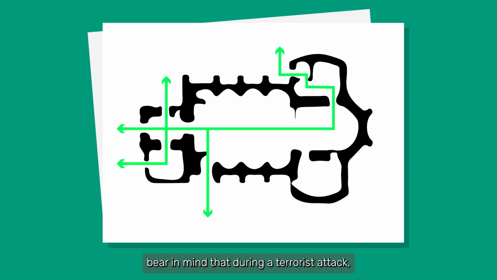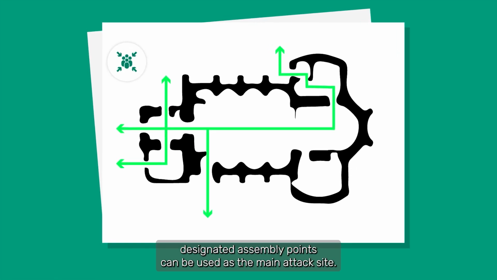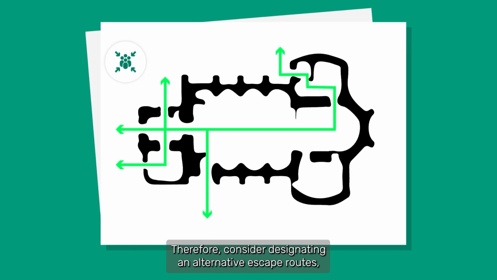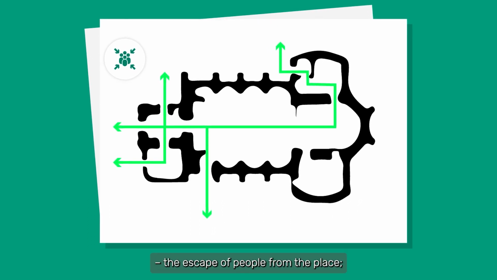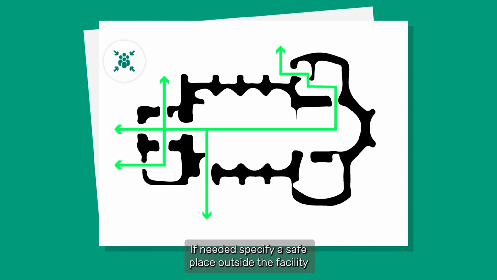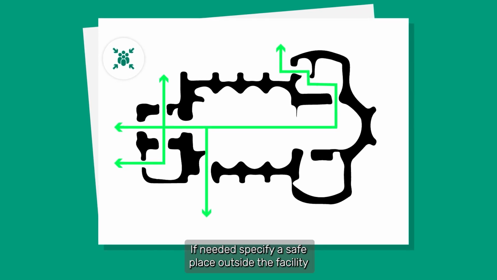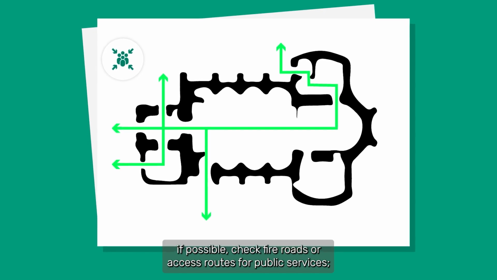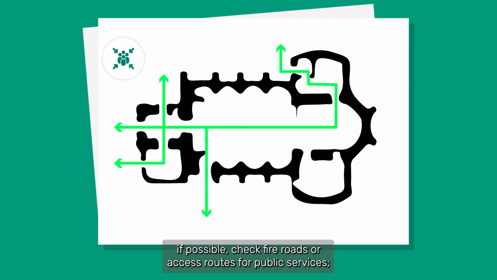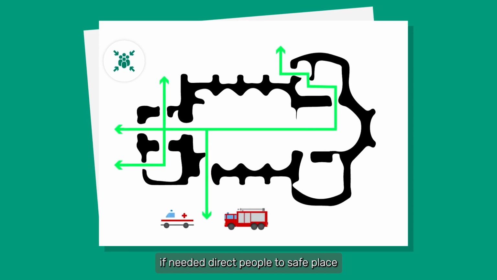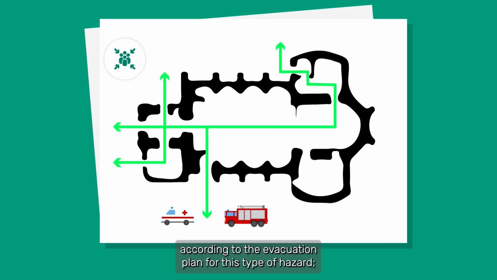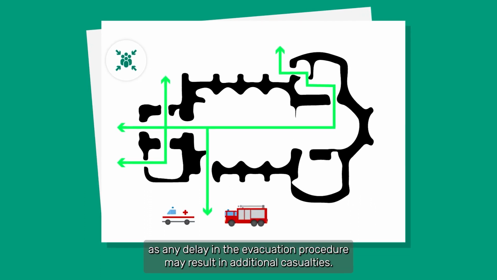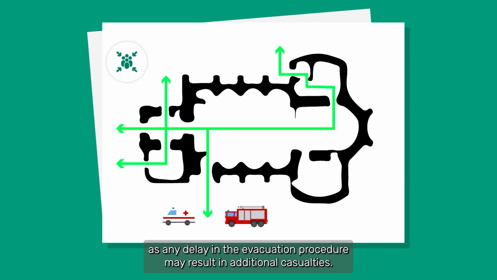Bear in mind that during a terrorist attack, designated assembly points can be used as the main attack site. Therefore, consider designating an alternative escape route and order the evacuation, the escape of people from the threatened place. If needed, specify a safe place outside the facility located at a safe distance. If possible, check fire roads or access routes for public services. If needed, direct people to a safe place according to the evacuation plan for this type of hazard. Carry out the whole process efficiently, as any delay in the evacuation process may result in additional casualties.